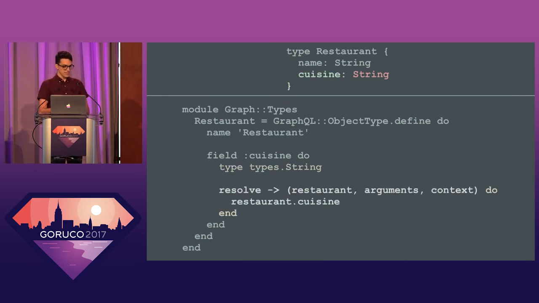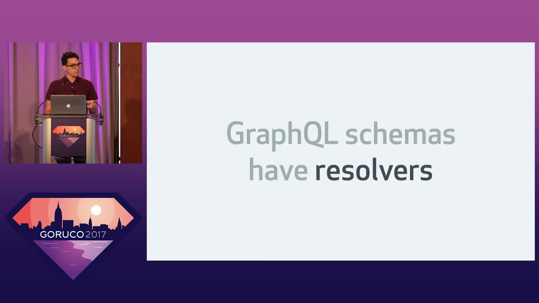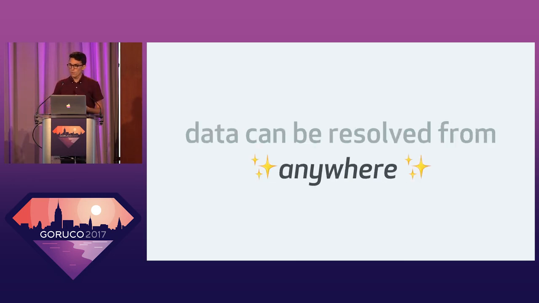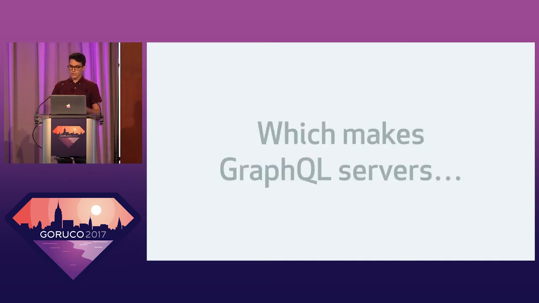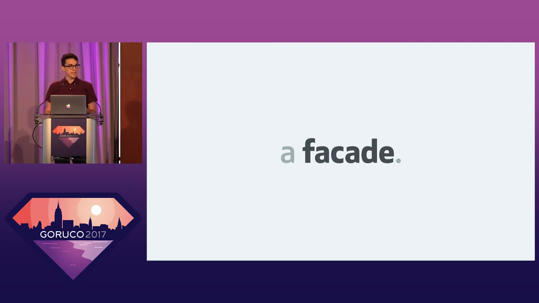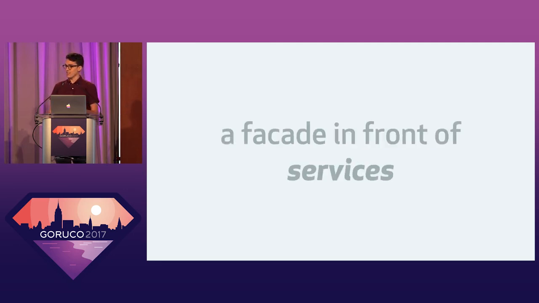And finally, we have to tell the schema how to fetch the restaurant's cuisine in a resolver. And so in this particular case, this lowercase restaurant is just the Active Record object that we got back from the previous resolver. We pass those through from resolver to resolver until we end up with the result that we'd like to have. And so this is an important part, that GraphQL schemas are composed of resolvers. And while I used Active Record in all of my examples, that doesn't have to be the case. The data can be resolved from absolutely anywhere, which makes GraphQL a facade. It's a facade in front of your database, cache, and services.